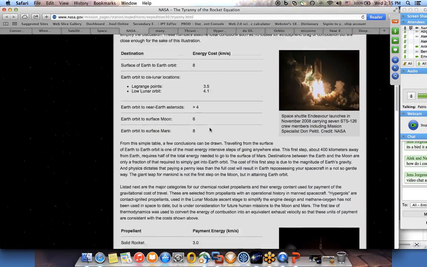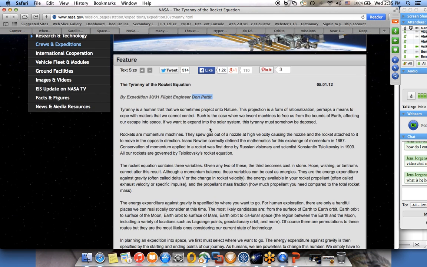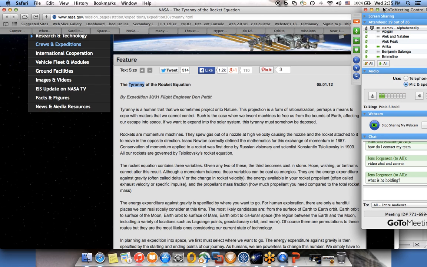This article talks about basically how we get out of the Earth into orbit. And he basically says that gravity and the mass of the Earth and everything are basically a tyranny. It's nothing that you can change.